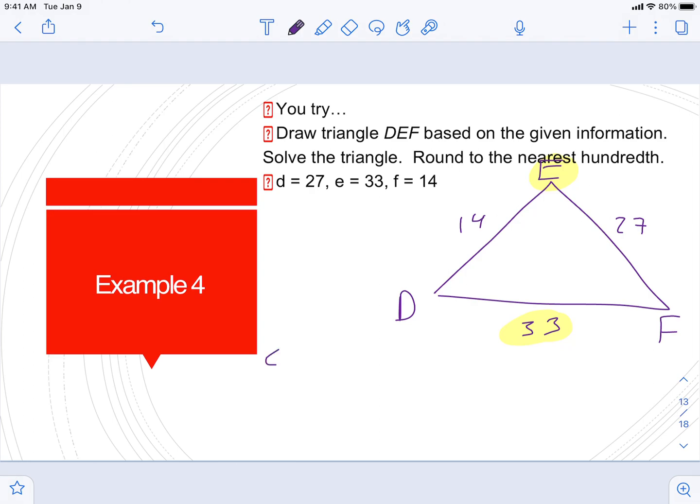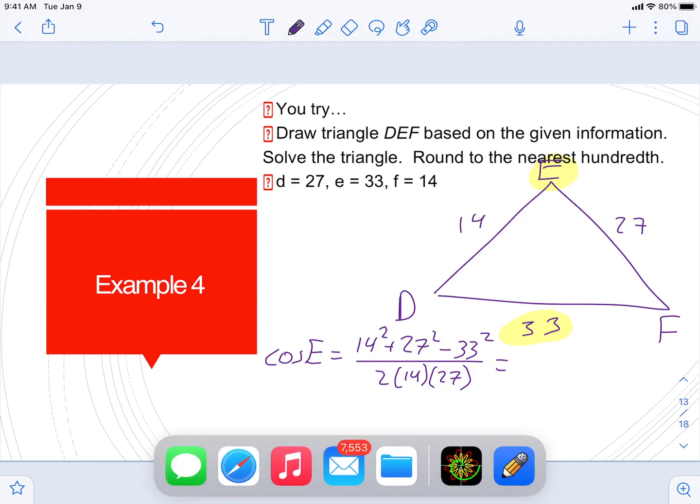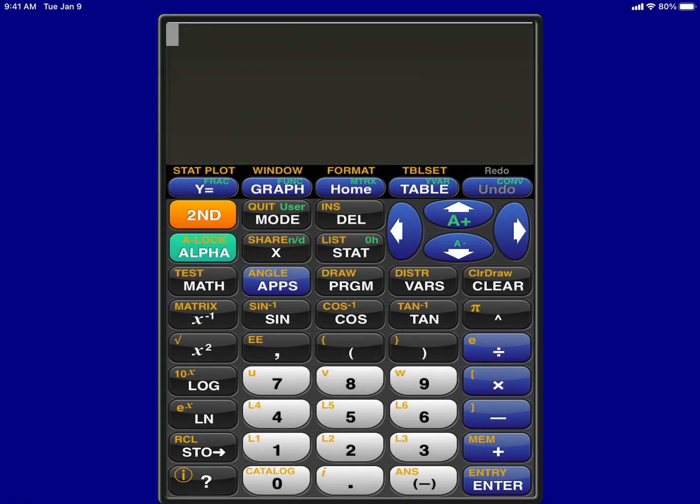That means that cosine of E is equal to 14 squared plus 27 squared. Again, the order of those two doesn't matter. What matters is that E, the opposite side, is where that minus 33 is. And that's over 2, 14, and 27. So go to the calculator. 14 squared plus 27 squared minus 33 squared. All right, we get negative 164.